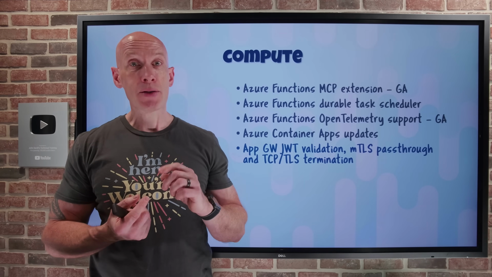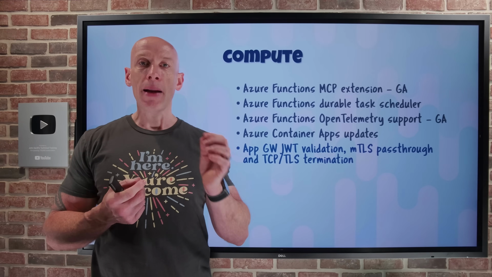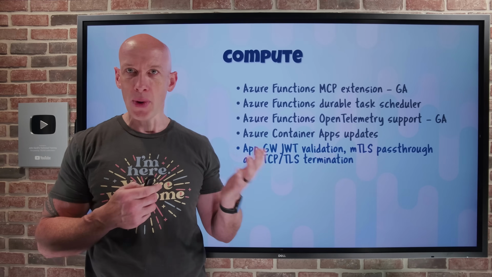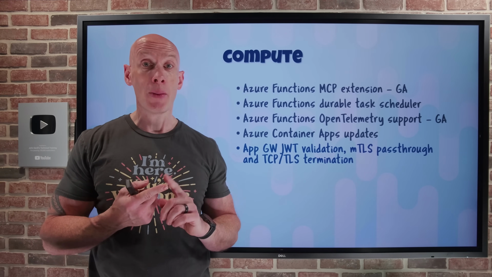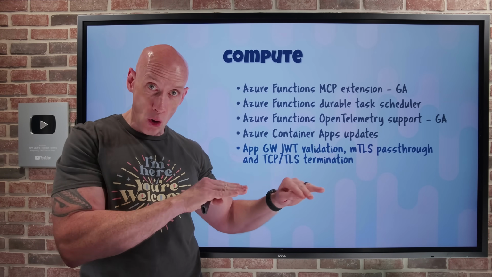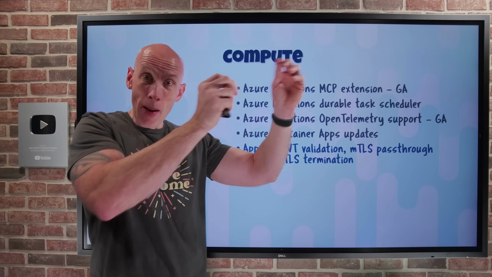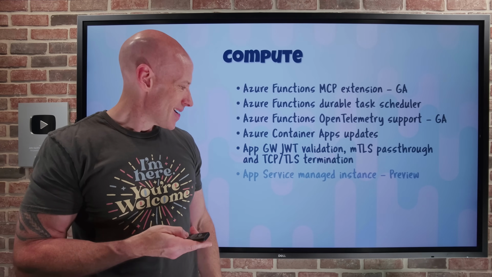In GA is mutual TLS pass through. So backend applications can still perform client certificate and auth header validation even when it goes through WAF. Also in GA, App Gateway can now terminate both TCP, so layer 4, and TLS connections, layer 7. So it can work with HTTP web pages and also non-HTTP based applications.